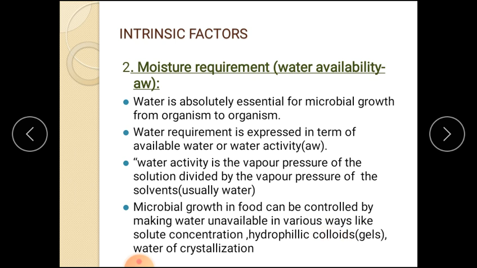Hydrophilic colloids means gels. Okay, for example, you know the jams. Jams are also rich in sugar, they are rich in gels, so there the moisture level has been decreased, and the chances of growing microorganism are less. Now water in crystallization, for example ice, it is water but it is reduced to a solid phase, so that is called water in crystallization. So this is the intrinsic factor which may support the growth of organism and may cause the spoilage of food.